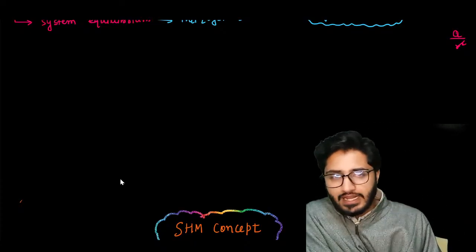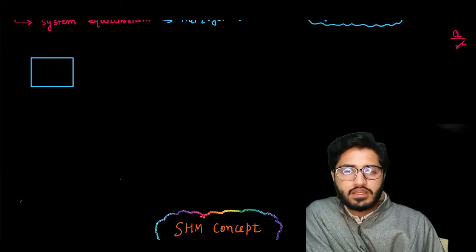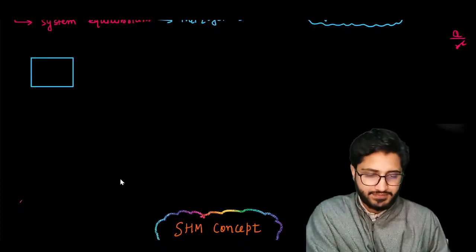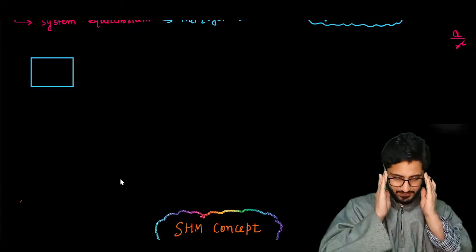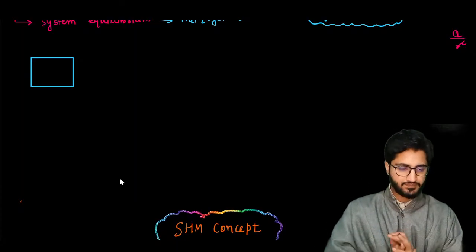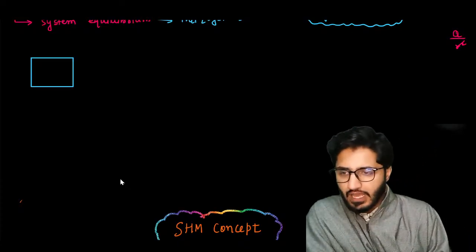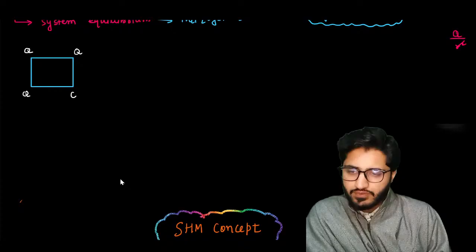We have a square like this. If we have a square like this, and on each corner we have some charge. Here we have Q, at this point I have Q, this side Q, this side Q.